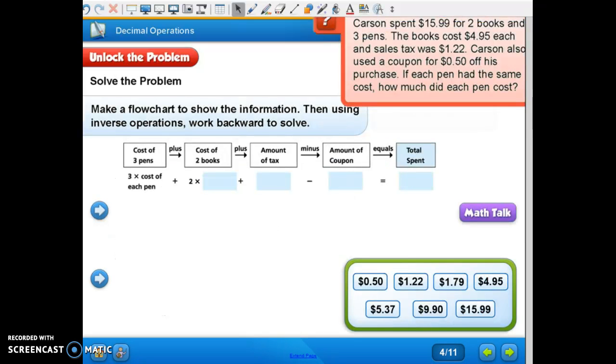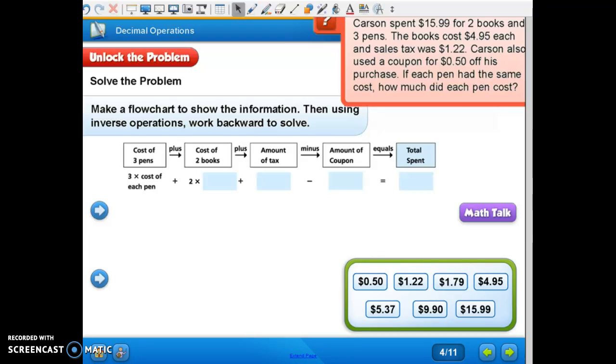Okay, so now we're going to work on our problem solving strategy of working backwards through our problem. Make a flow chart to show the information, then using inverse operations work backward to solve. So what are inverse operations? What's the inverse operation of addition? Subtraction. And the inverse operation of division? Multiplication. Okay, so they switch around. They're inverse.